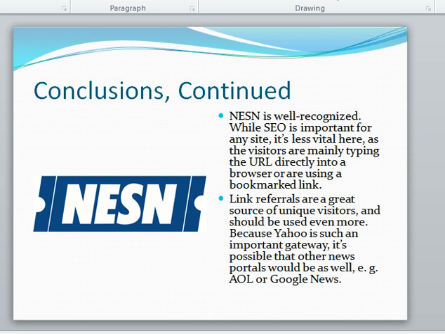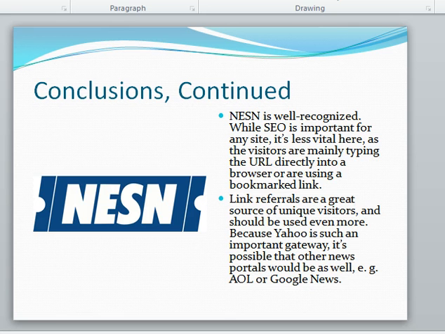What's another conclusion? NESN is well recognized, so they don't seem to need search quite so much. SEO is vital for everybody, but it doesn't seem to be quite so important here because everybody knows the URL for NESN. The URL for NESN is NESN. So they're probably just either typing it directly in or they've already bookmarked the site.